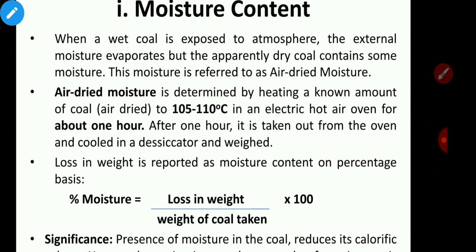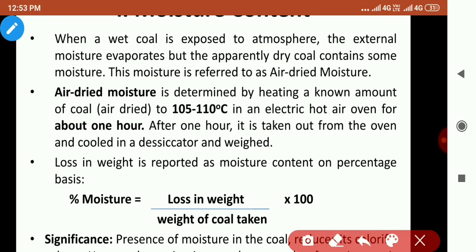Air dried moisture is determined by heating a known amount of air dried coal, पहले उसको आपने air में dry कर लिया है, to 105 to 110 degree centigrade. So we have to remember the temperature. Whenever we are going to determine the moisture content, we have to remember the temperature, which is 105 to 110 degree centigrade in an electric hot air oven for about 1 hour. Right? So there are two important things here: one is temperature and the other is duration.